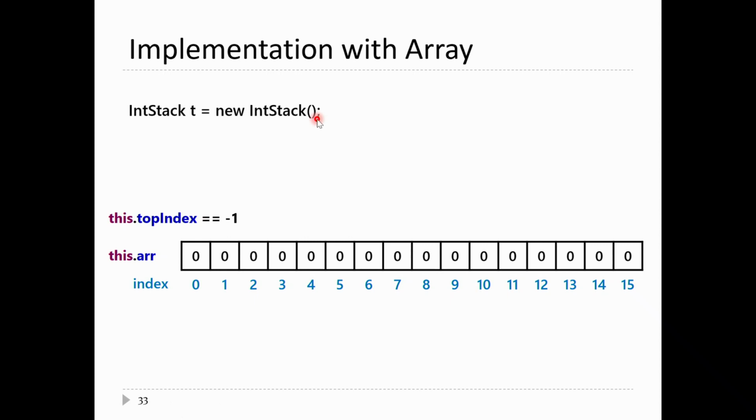When you make a new empty stack, we want to make that array. The values in the array aren't important. This has all zeros in it, but that's just because that's how Java does it. We want to keep track of where the top element of this stack is. So topIndex is the index in this array corresponding to the top element of the stack. Notice it's set to -1, which is not a valid index. So that's indicating that there are no elements in the stack.